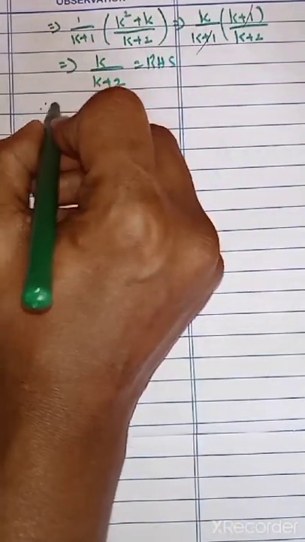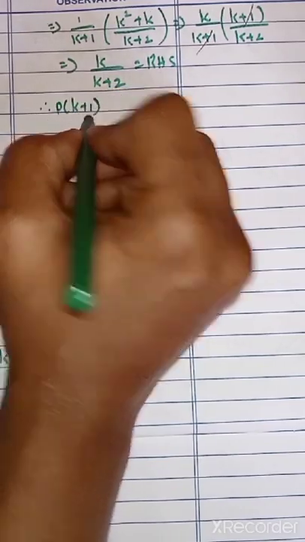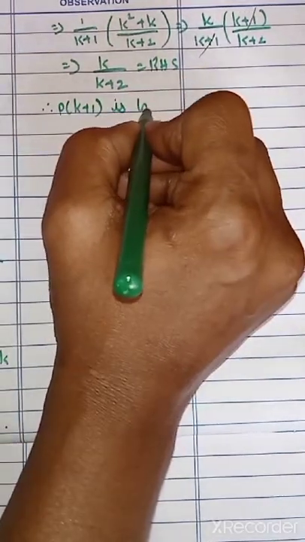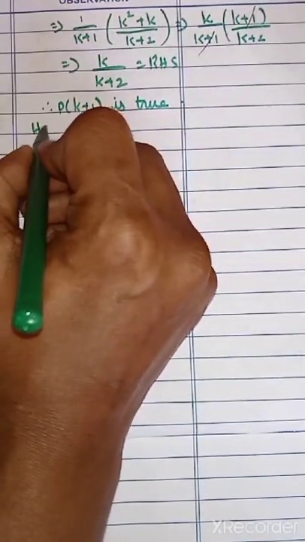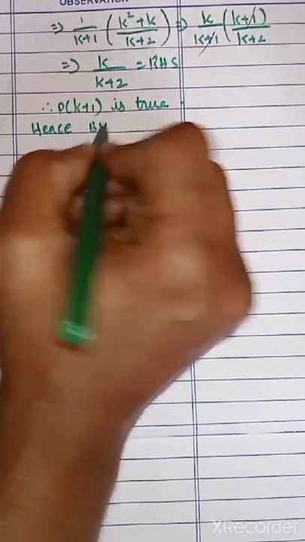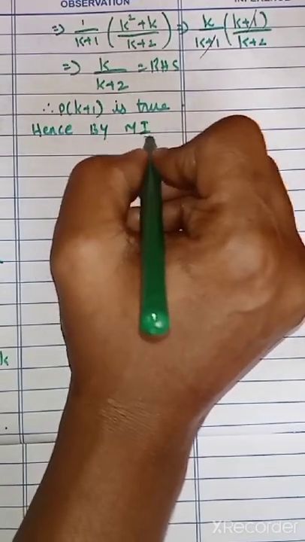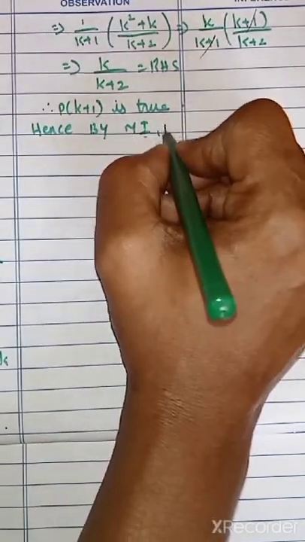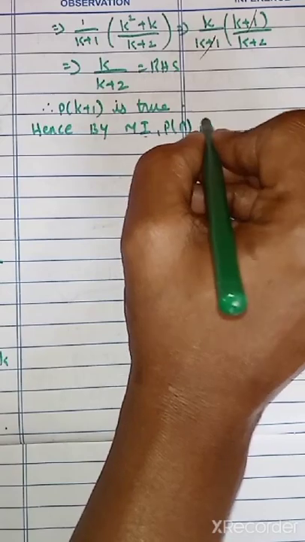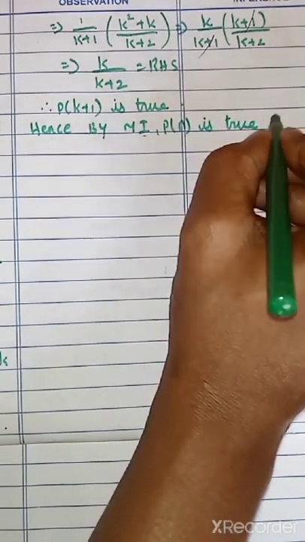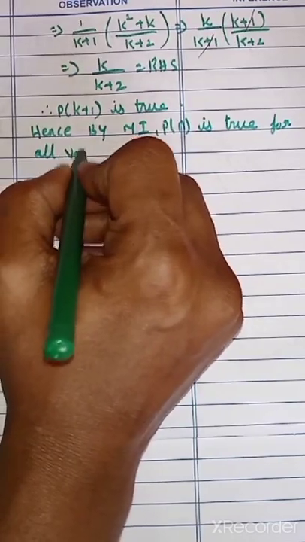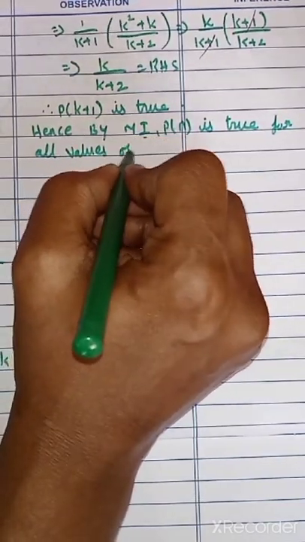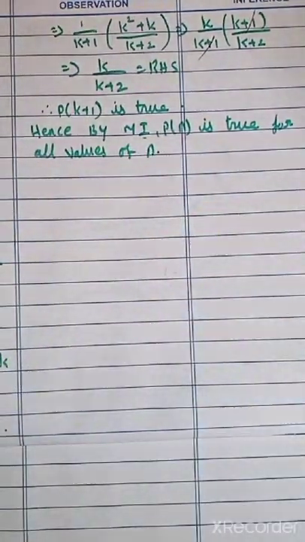Therefore P of k plus 1 is also true. Okay, so we can conclude that hence by mathematical induction, you have to write it fully. Hence by mathematical induction, P of n is true for all values of n. Is that clear?